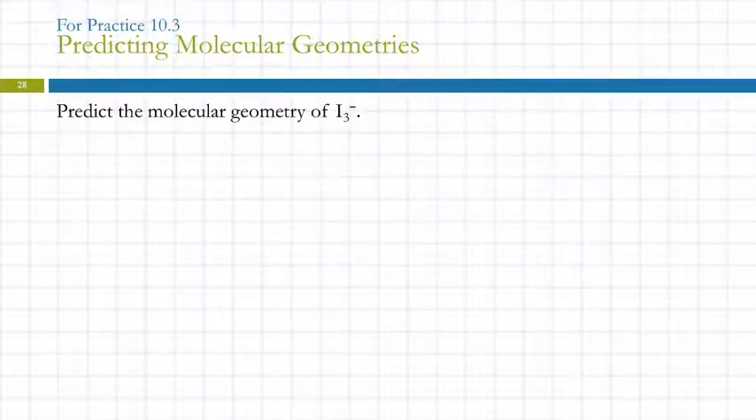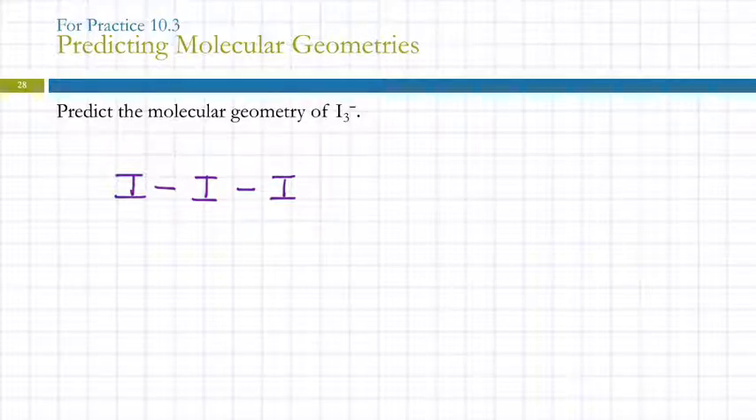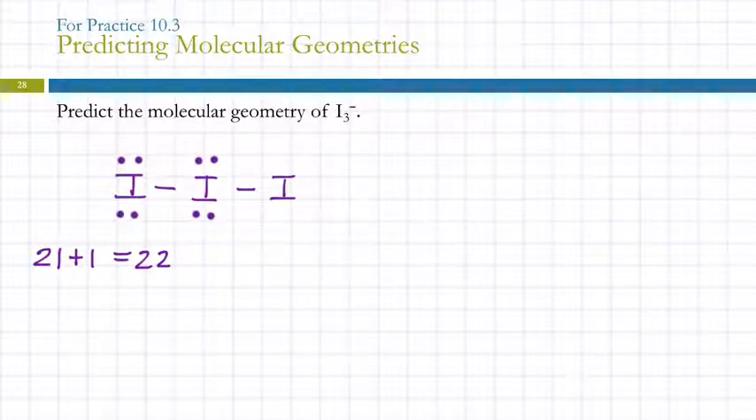Okay, let's do I3 minus. Well, there's only one way to put 3 iodines together. You're just going to have to put them in a row, right? And then for electrons, 3 times 7 is 21. And then a negative charge means we have an extra one, so that's 22 electrons. So we got 2, 4, 6, 8, 10, 12, 14, 16, 18, 20.